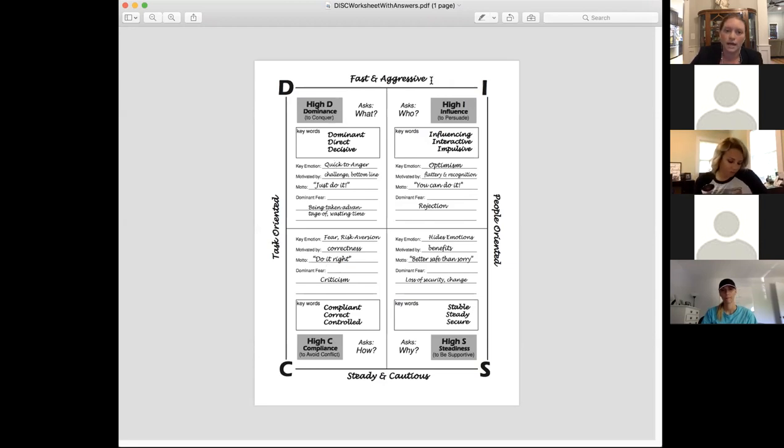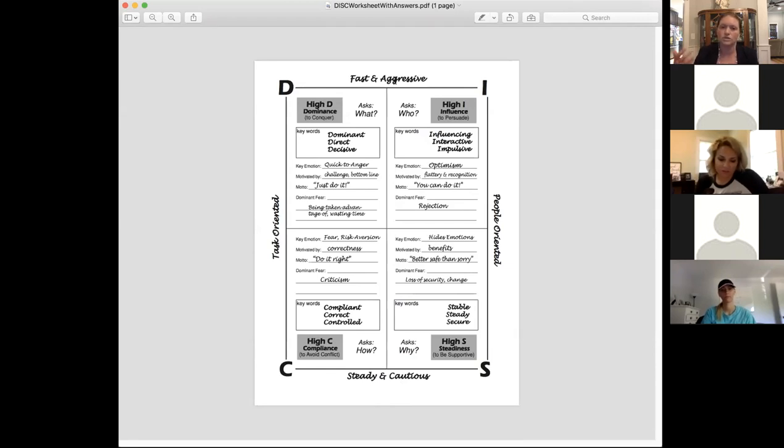Now, I want you to look on the outside of this chart and you see some things. At the top you see fast and aggressive, and then at the bottom, you see steady and cautious. Now, fast and aggressive applies to your D's and I's. Those are fast-moving individuals, and they tend to be in your face. And aggressive does not mean aggressive like a dog. It means that they are more upfront. Their presence is going to be felt in a room is one of the things that I would use to describe that. Like they walk into a room and their presence is known.